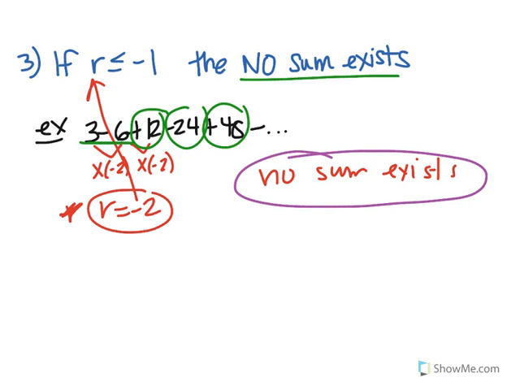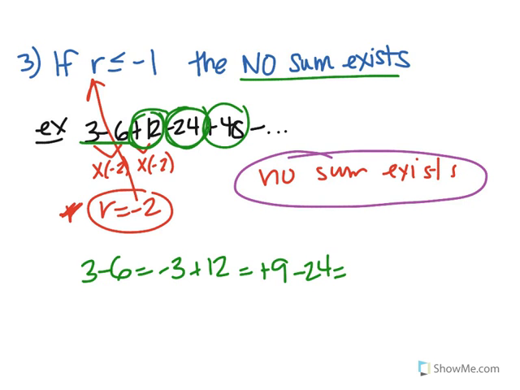So I'm going to show you what ends up happening by adding the first two terms together. If I do 3 minus 6, I end up getting negative 3. And then I'm going to add the next term, which is 12. When I add the next term, I end up getting negative 9. Going to the next term, which is positive 9, I'm going to add negative 24. And I end up getting negative 15. Then I add the next term, which is 48. I end up getting a sum of 33.